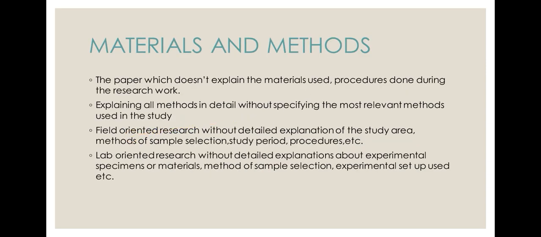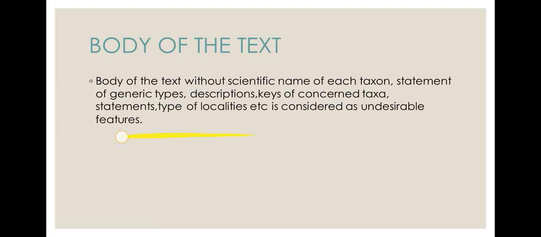And materials and methods: the paper which doesn't explain the materials used, procedures done during the research work, explaining all methods in detail without specifying the most relevant methods used in the study. Field-oriented research without detailed explanation of the study area, methods of sample selection, study period, procedures, etc. Lab-oriented research without detailed explanations about experimental specimens or materials, method of sample collection or selection, experimental setup used.